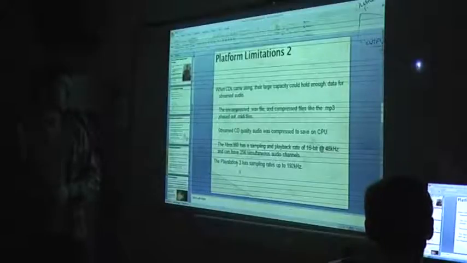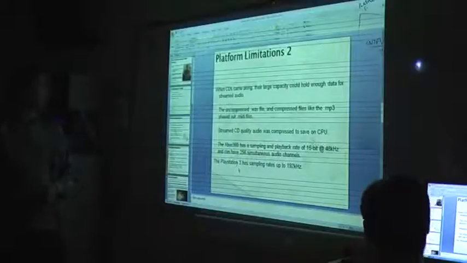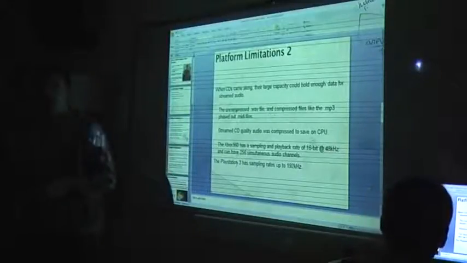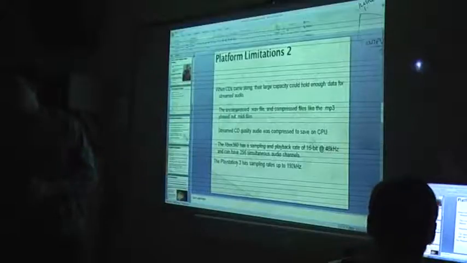The Xbox 360 has a sampling and playback rate of 16-bit at 48 kHz, and can have 256 simultaneous audio channels. PlayStation 3 has sample rates up to 192 kHz. It's down to the amount of processor you've got on a PlayStation 3. You've got a lot more than the Xbox, it's a lot faster as well.